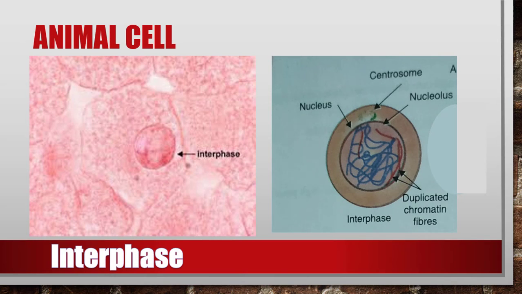Now coming to the animal cells. The first stage in the animal cell is the interphase. The cell contains a prominent nucleus with an intact nuclear membrane and the nucleolus. The nucleolus is not very visible in this particular diagram, but the nucleus is intact, which is very observable here. Second, chromatin material appears in the form of a network within the nucleus.